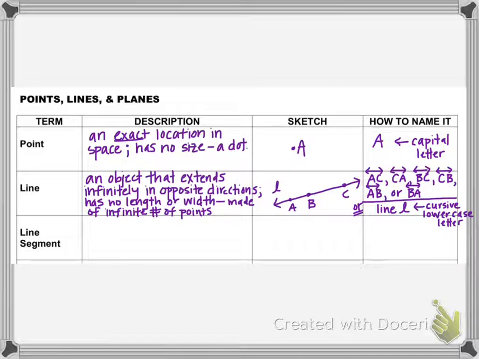You can also name a line by the lowercase letter that's next to it. Sometimes there's not, but if there is, you can use that. Usually you'll see that on a coordinate grid. And that lowercase letter also needs to be in cursive.